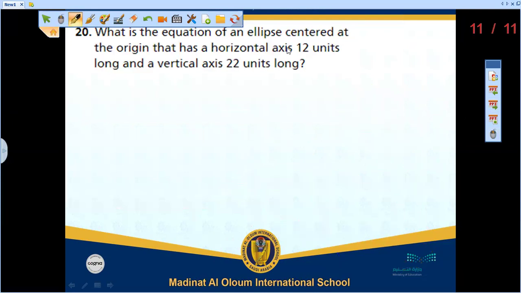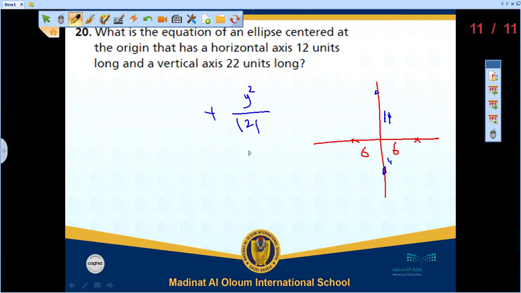What is the equation of an ellipse centered at the origin that has a horizontal axis 12 long and a vertical axis 22? Horizontal axis, it means 6 and 6. Vertical axis, it means 11 and 11. The vertical is the greatest, so the greatest was y, which is 121, 11 squared. And the horizontal axis is B, 36, equal to 1.